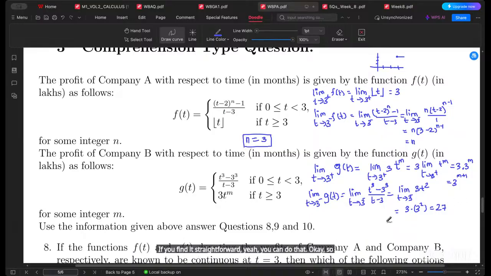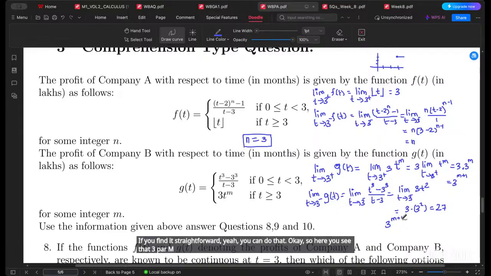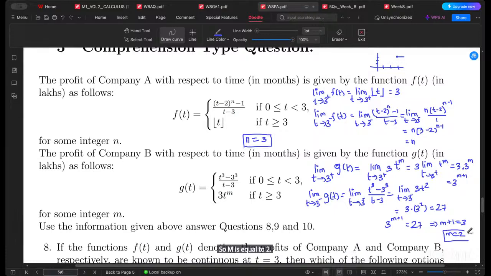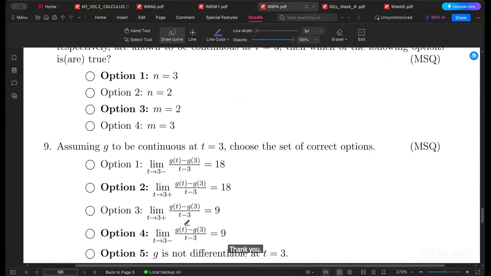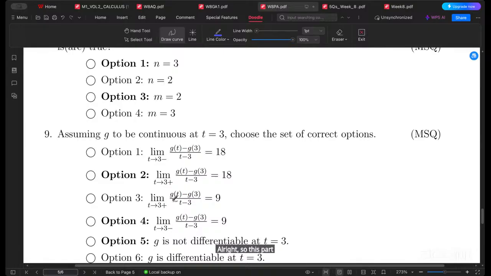Okay, so here you see that 3 power m plus 1 is equal to 27. So this means your m plus 1 is equal to 3. So m is equal to 2. Okay, so we got n is equal to 3 and m is equal to 2. Is that fine? Yes. Okay. So this part we have already done. So it's not going to be that difficult.